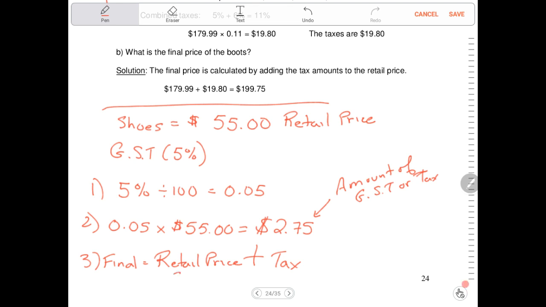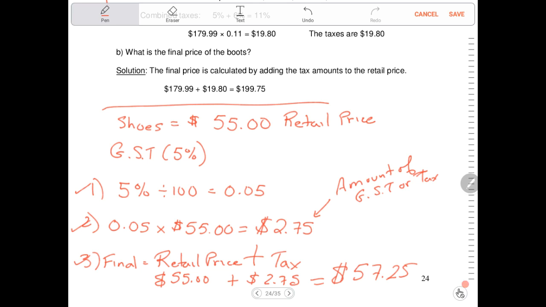So in other words, that's going to be $55 plus $2.75, which would give you a final price for you as a consumer of $57.25. So again, the math here is not difficult. I mean, we've done this before. We're taking the percentage of 5% and turning it into a decimal. Then we're taking that decimal and multiplying it by the whole amount or the retail price. And then finally, you take the retail price and add it to the tax.